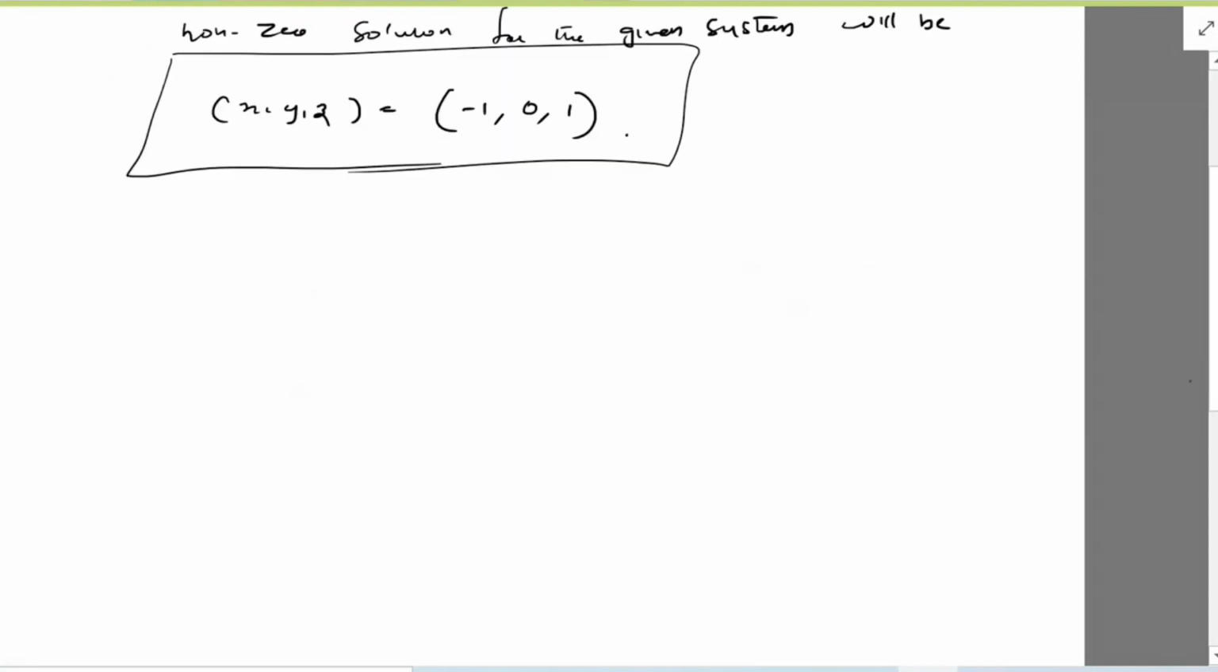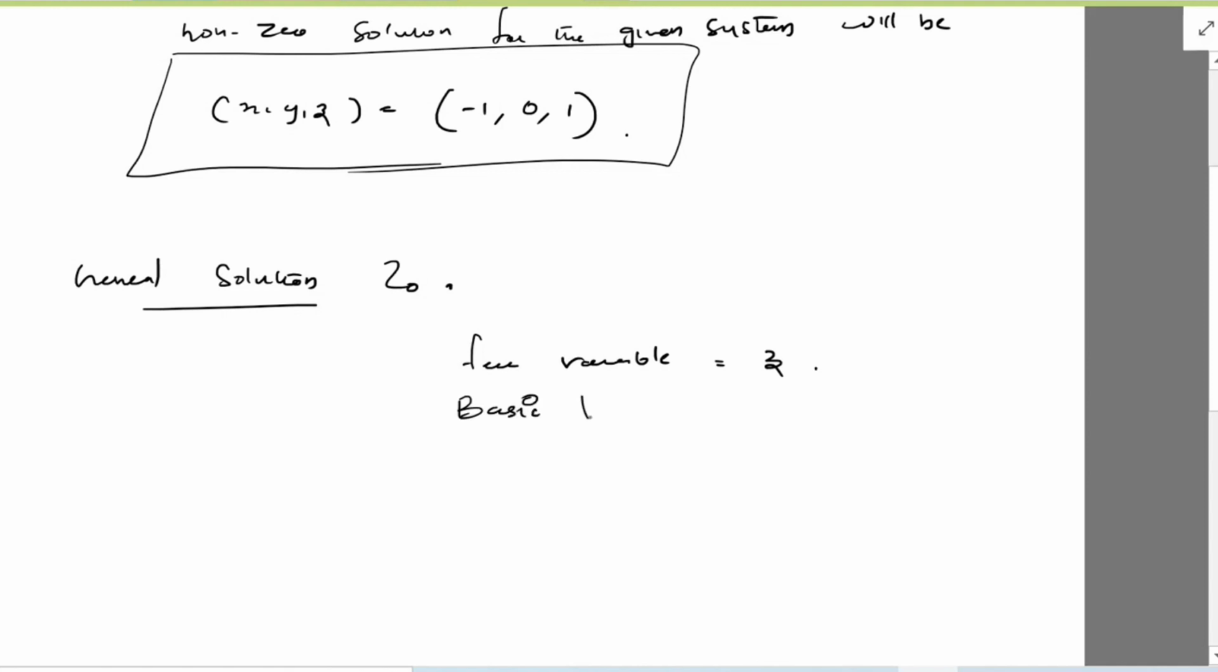So how will you find the general solution? That is the next question. If there are infinitely many solutions, we can find the general solution of that system. We know what a free variable is. Here z is the free variable. Then the variables which are not free variables are called basic variables. So what are the basic variables here? x and y are the basic variables.